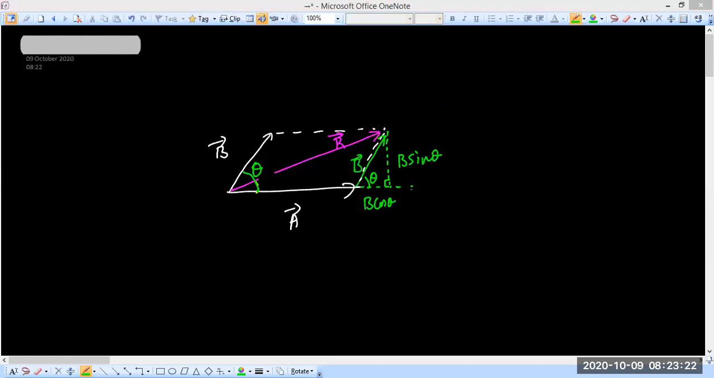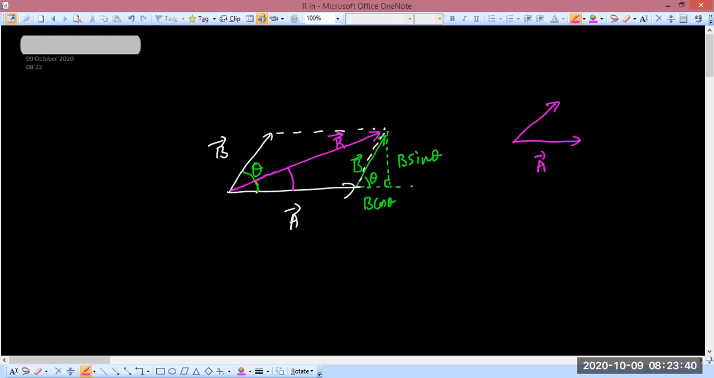Okay, so now this time we are going to talk about something interesting, the angle, this angle. Suppose A vector and B vector would be like this, let's say this is 60 degrees. Then what do you think will be the angle between R vector and A vector?